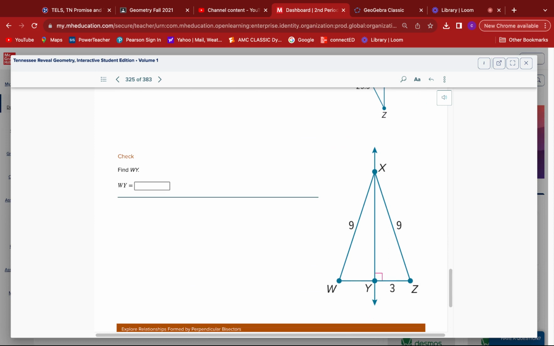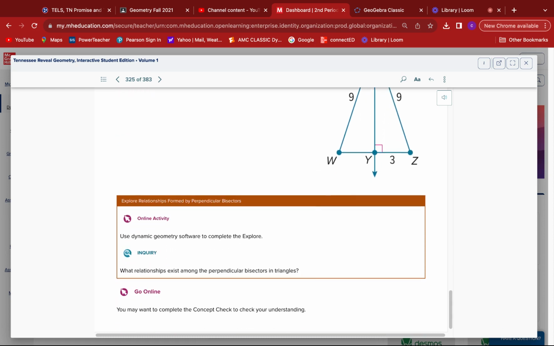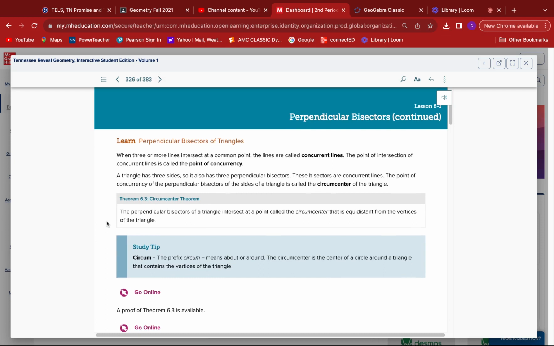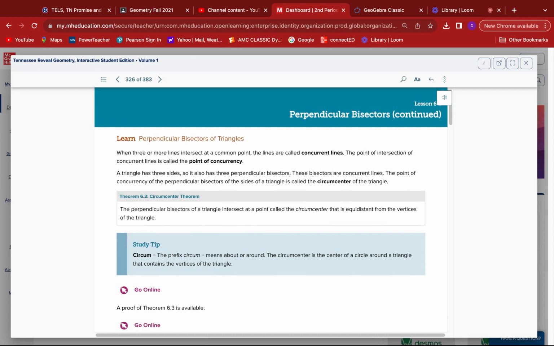All right, got a check. If you haven't realized, I've turned to page 350 and we're doing the check right below example number 2. WY, all right, got another easy problem. It's going to be 3 because ZY is 3, WY is automatically 3. All right, got another couple of examples online if you want to check that out. I'm just going to mosey on down to the bottom of the page where we see the definitions of concurrent, point of concurrency, and circumcenter.